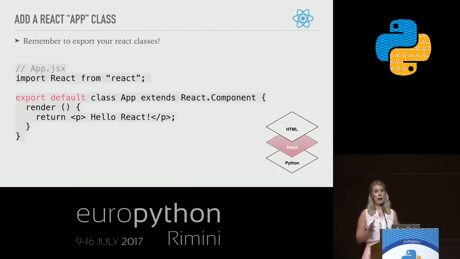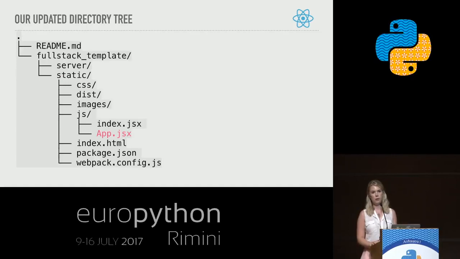We are then going to add the app class, which is something that actually does something. In this case, we are going to just have it display hello React. And we need to export default on this class. So you always need to be able to export your classes to be able to import them somewhere else. And it's good practice to only have one class per file, which means that we can basically just export default. This is where our new file ends up, in the JavaScript directory next to the index file.